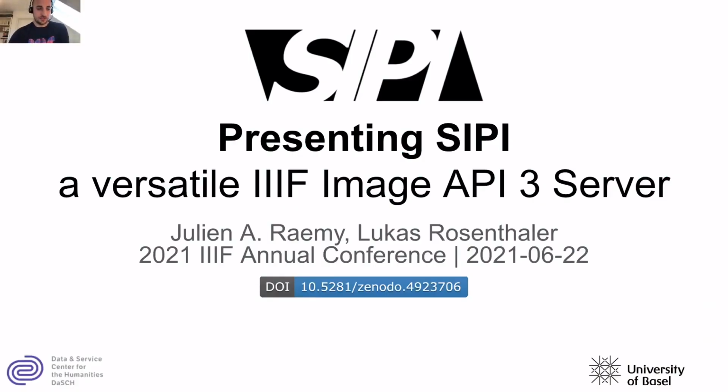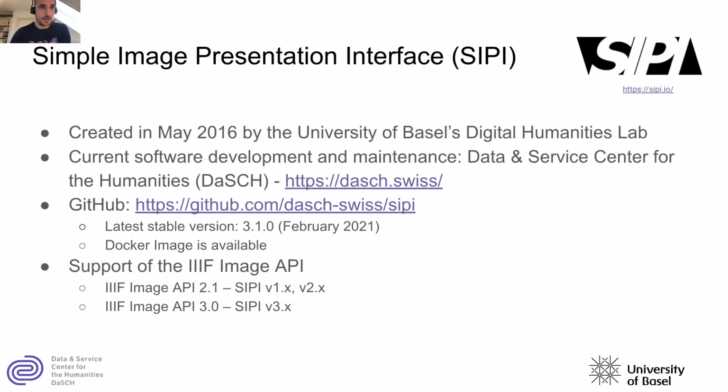Hello, my name is Julien Raemy, and along with Lukas Rosenthaler, we made this lightning talk about SIPI, a IIIF Image API 3 server that is maintained by the Data and Service Center for the Humanities, or DASH, in Basel, Switzerland. SIPI stands for Simple Image Presentation Interface, and the early development of the software began in May 2016 at the Digital Humanities Lab of the University of Basel.